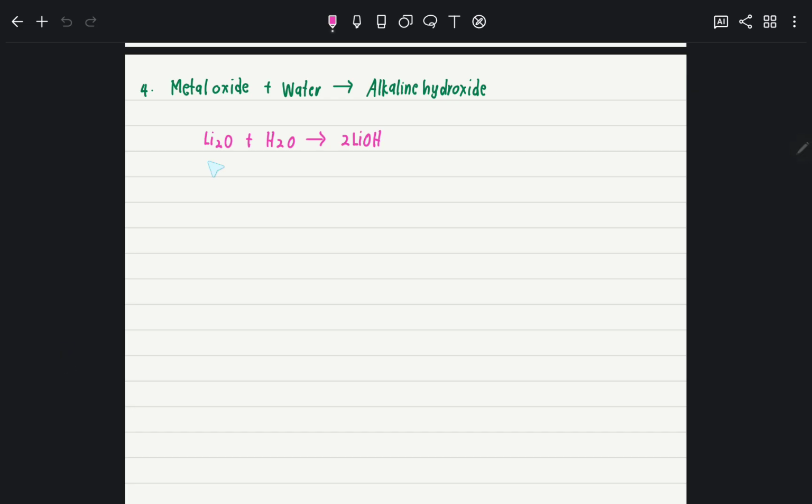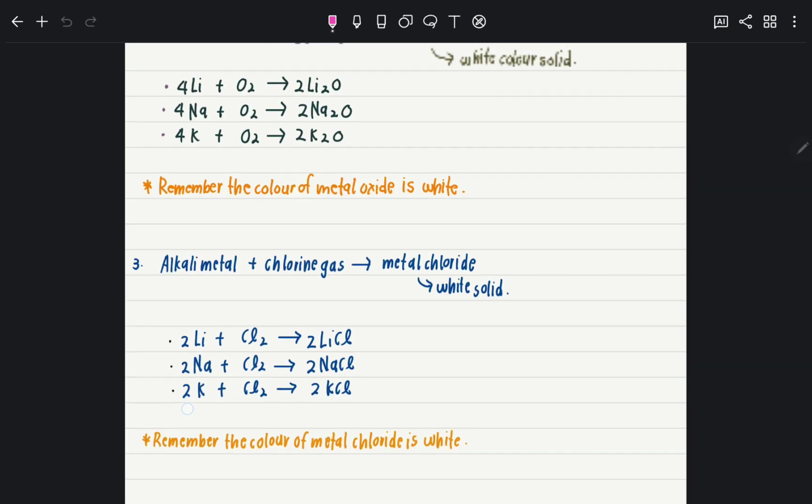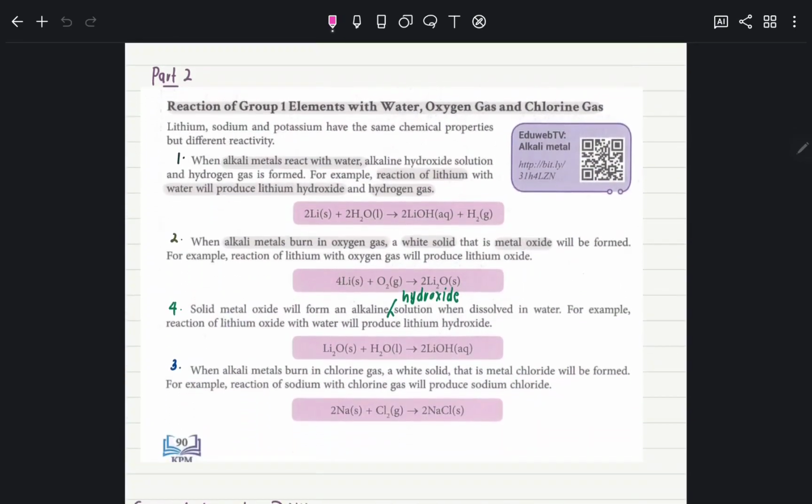Okay, let's say lah my metal is sodium oxide. Na2O react with H2O, so they will form NaOH, correct? And try to see the formula. Letak dua lah, balance lah, tu je. Kalau your metal oxide is potassium oxide plus H2O, then you will form 2KOH, which is potassium hydroxide. Itu sahaja. This is what this fourth reaction is about.